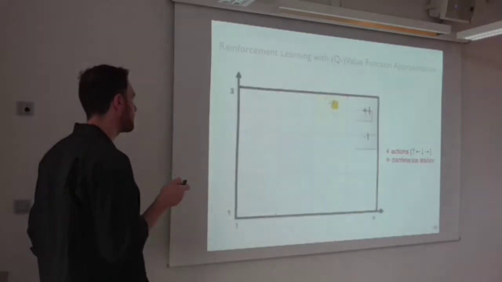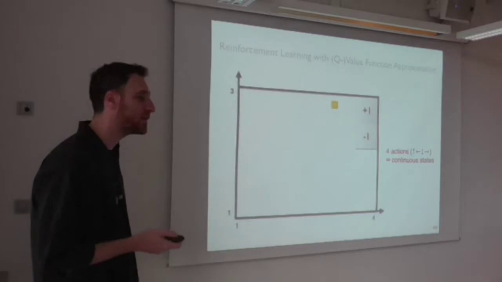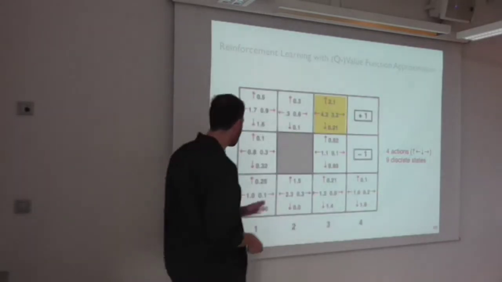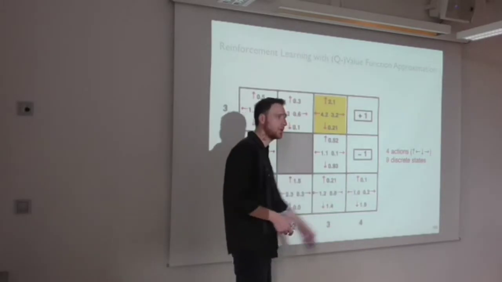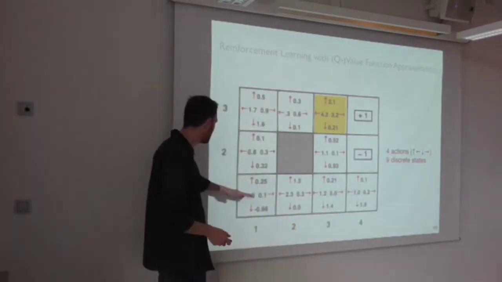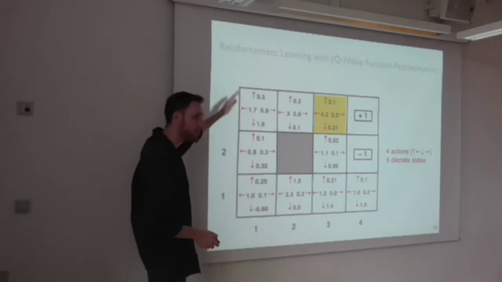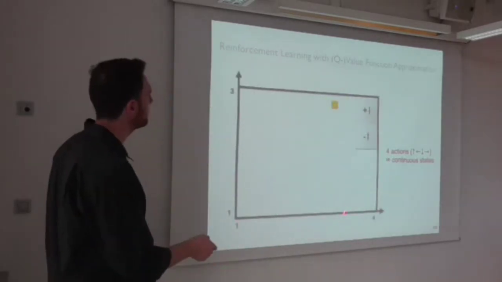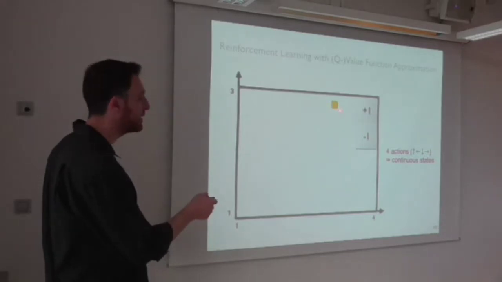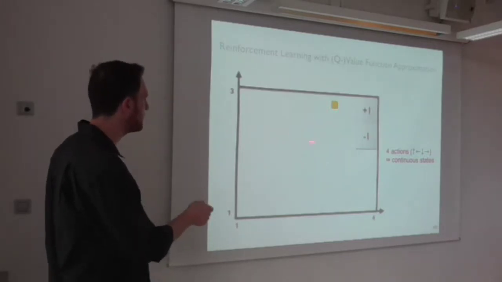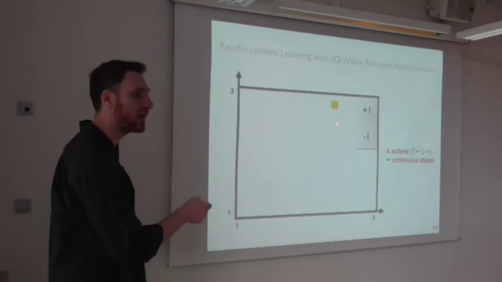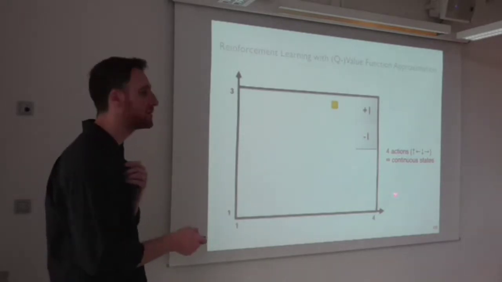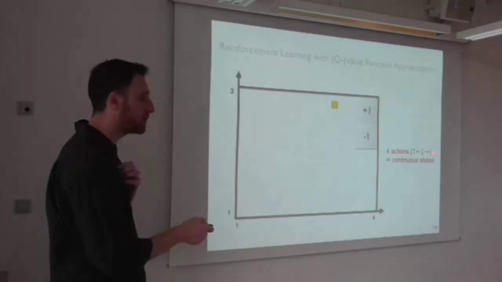What happens if you have a continuous state in this case? Here x is no longer either 1, 2, 3, or 4, and y is no longer either 1, 2, or 3. It could be any real number in this interval. So the agent state is in any continuous version of this xy plane. So you actually have an infinite number of states, but you still have just 4 actions.